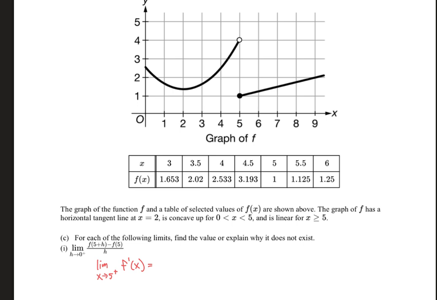So what's the slope? Because this is coming from the right of 5. When h is coming from the right of 0, this inside's coming from the right of 5. And we know that this is really the definition of derivative, but from the right. This is like the slope from the right. And so the slope from the right is just the slope of this line. And so the slope of this line is 1/4, just doing rise over run. So this equals 1/4.